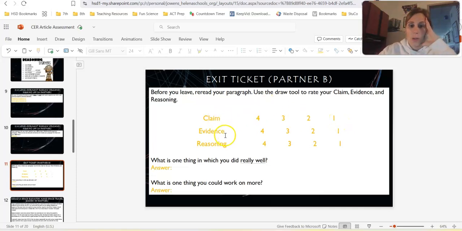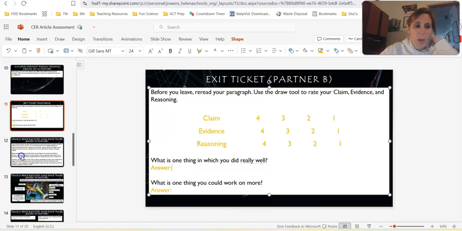Okay, how was your claim? How was your evidence? How was your reasoning? What is one thing you did really well? You guys got to think of something. Okay, if you didn't feel you did very well on this, you have to really dig deep and think of one thing you did well. And then what is one thing you can work on more? There's always improvement that we can make. No one is perfect, so you have to put an answer down for that.